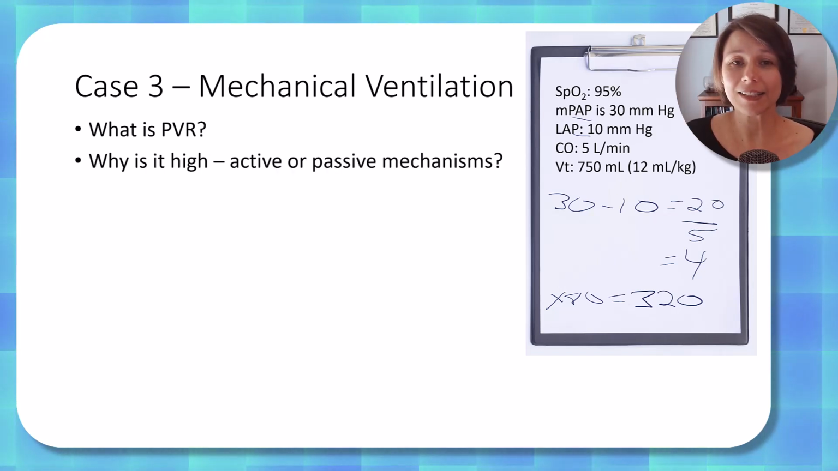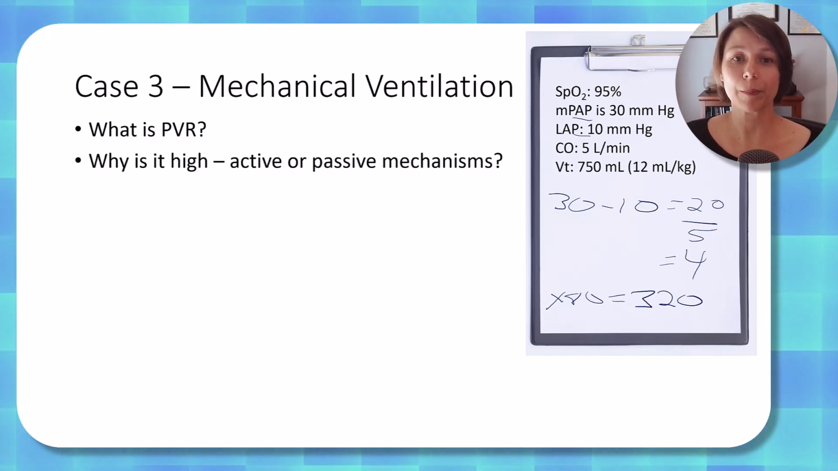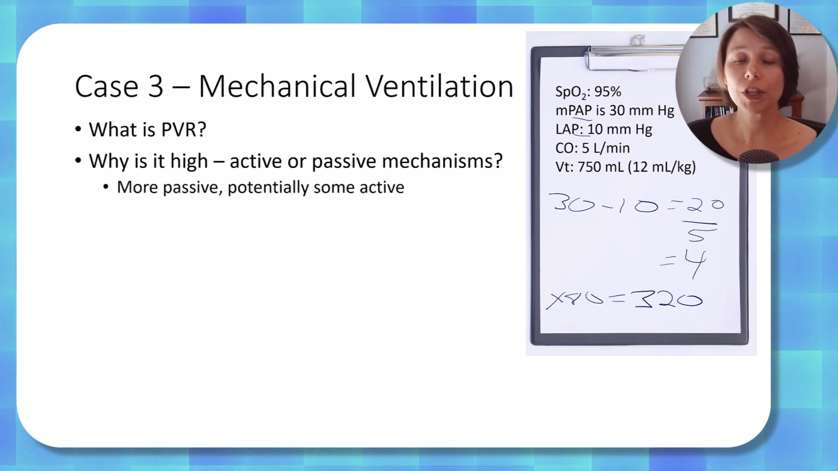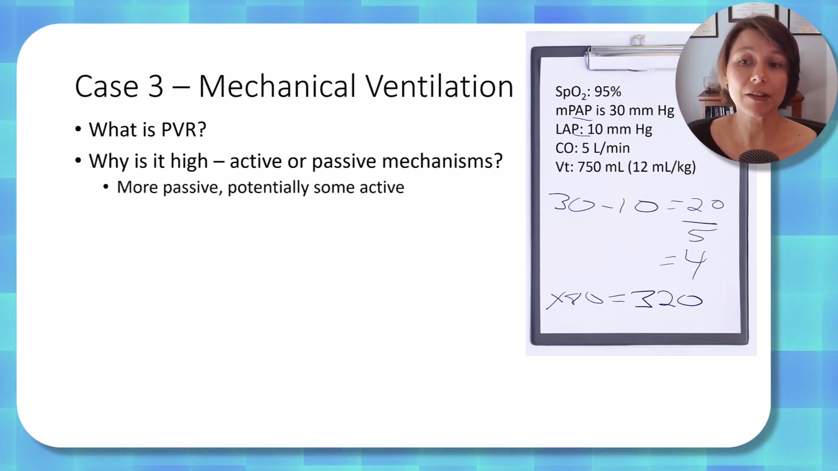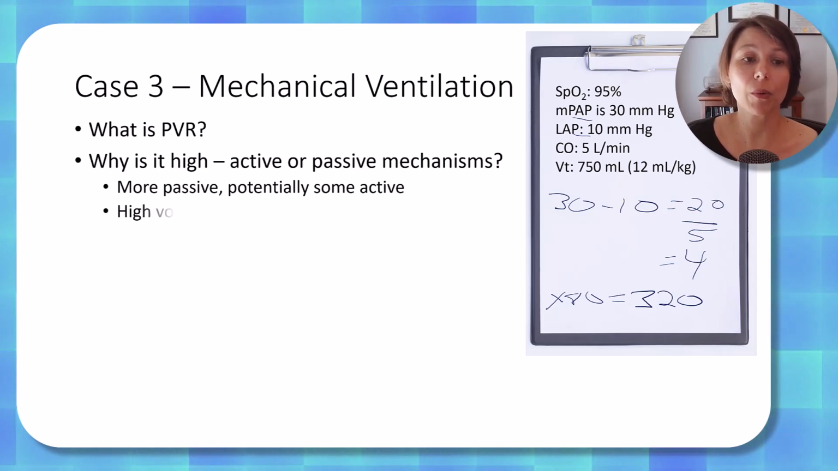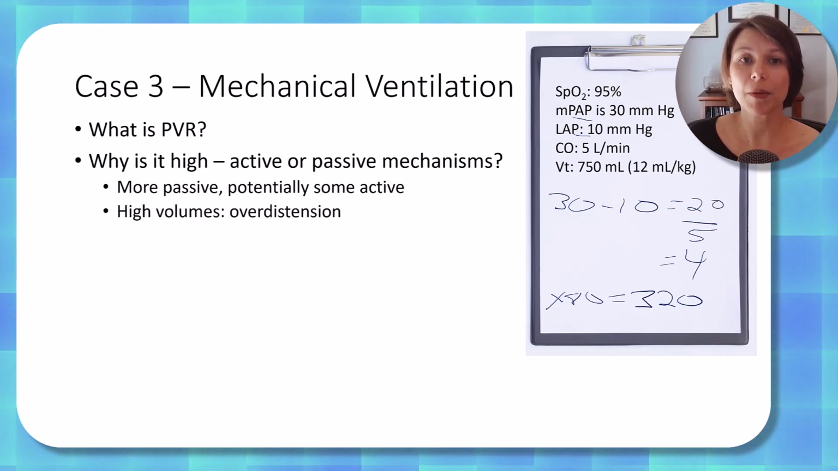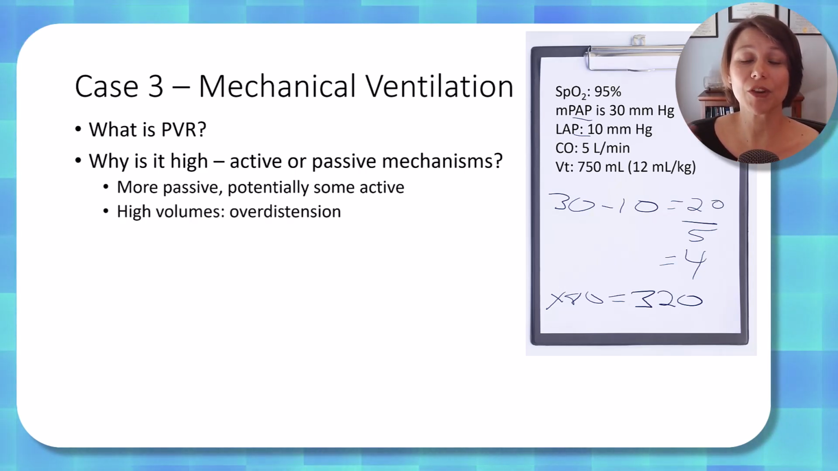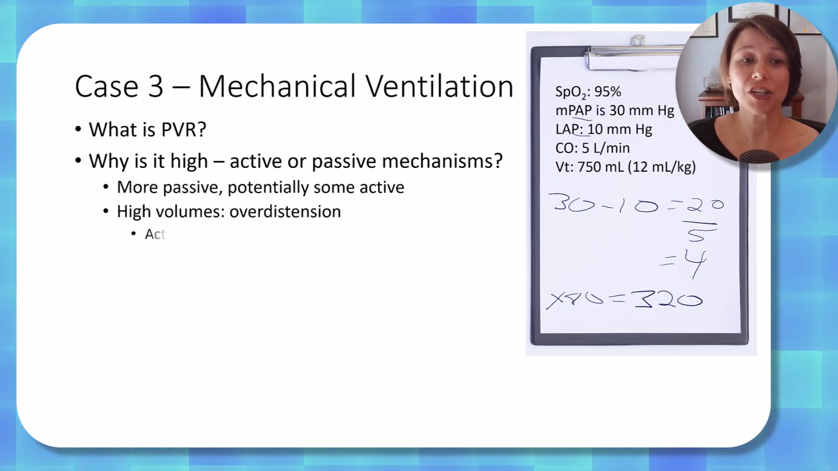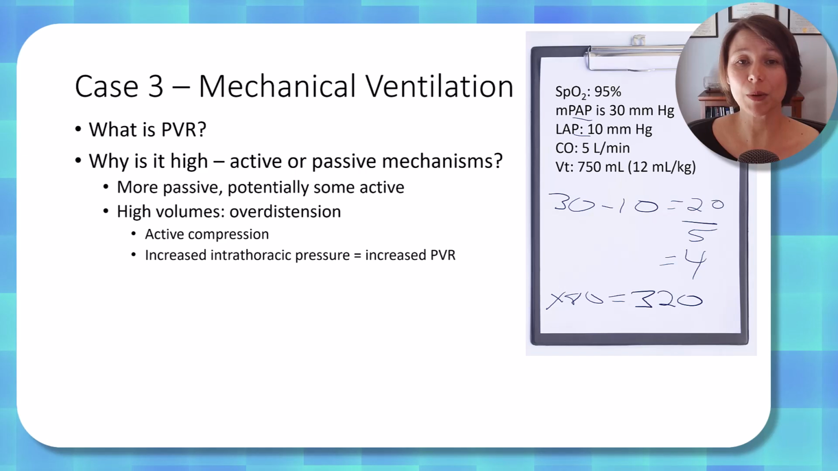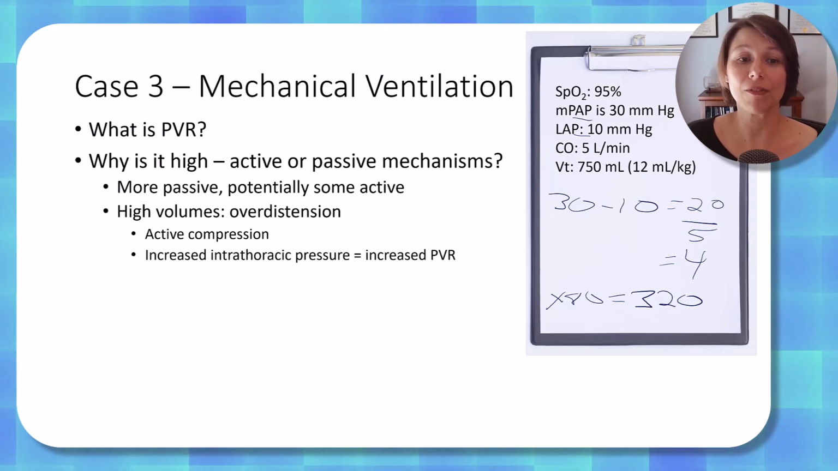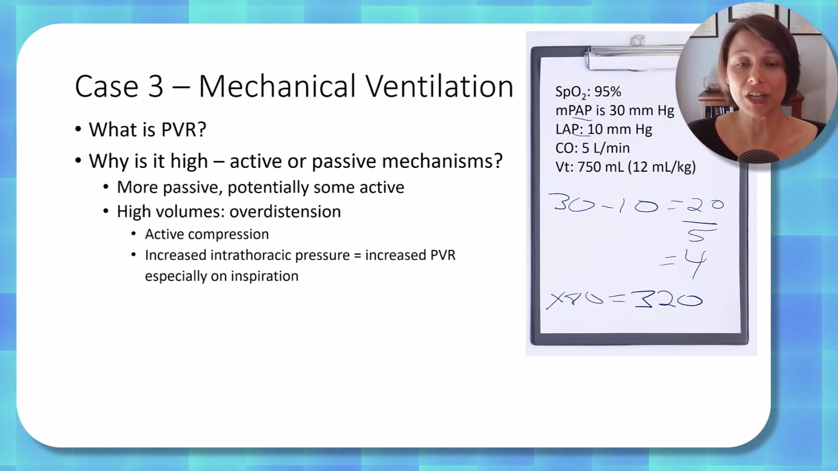Why is it high? Is this an active or a passive mechanism? It really could be both, right? We could have more passive, potentially some active, though. We have high volumes, and those high volumes are going to increase PVR. We might get some overdistension, which will cause some active compression. That increased intrathoracic pressure is going to increase PVR, especially on inspiration.